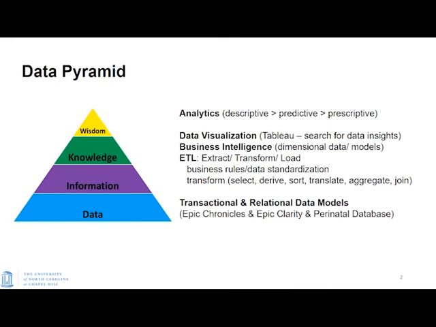And then with that derived data, we can infer better information. Then we can apply business intelligence using more dimensional data models. We can apply data visualization to get some data insights, and then analytics to get into knowledge and wisdom. So that's the path that we usually take when we are moving from data to information, knowledge, and wisdom.